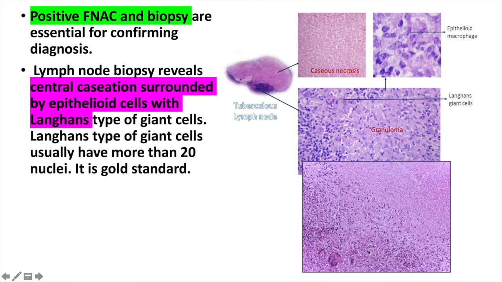Now, what does this reveal? This is the picture of what we would see. At the top right, we notice the hallmark, which is the caseation necrosis, surrounded by epithelioid cells. So this is how the epithelioid cells appear. They're modified macrophages that resemble epithelium. Apart from that, we see multinucleated giant cells, as we see here, with up to 20 nuclei. There's also a lot of inflammatory infiltrate. This is the gold standard test.